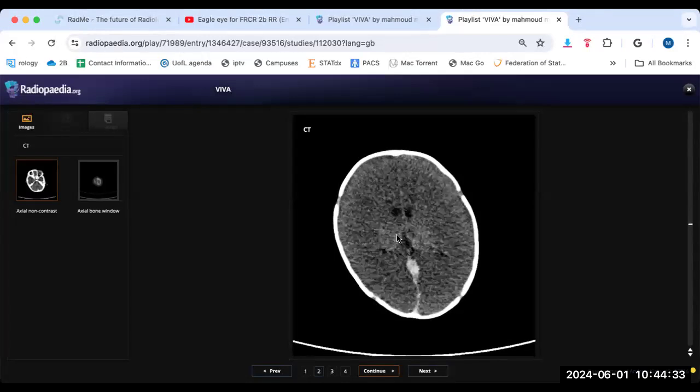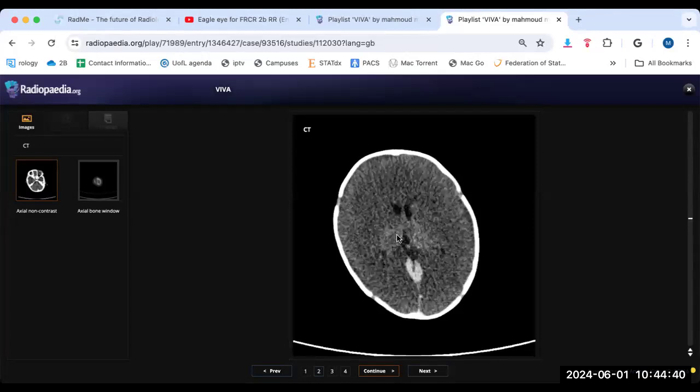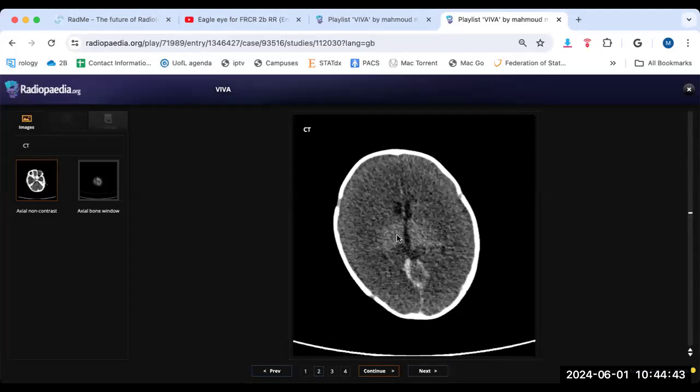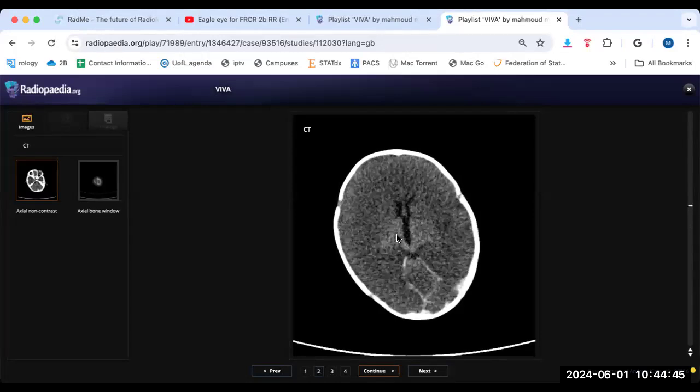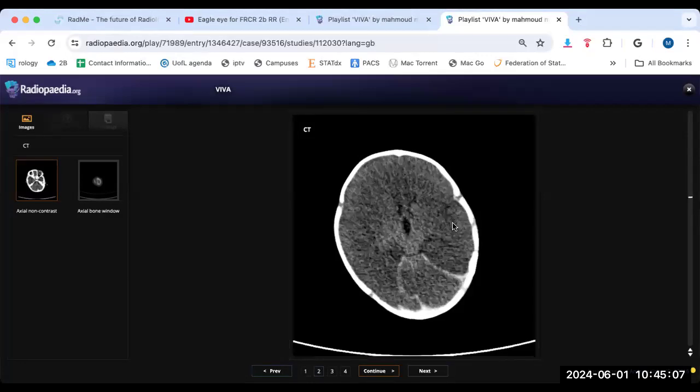Is there anything else? The ventricles also, I can see are compressed, the frontal horn of the lateral ventricle. Why is it compressed? So I am worried about subdural hematoma in such an age group. However, I couldn't assess it here. What else other than the subdural hematoma?